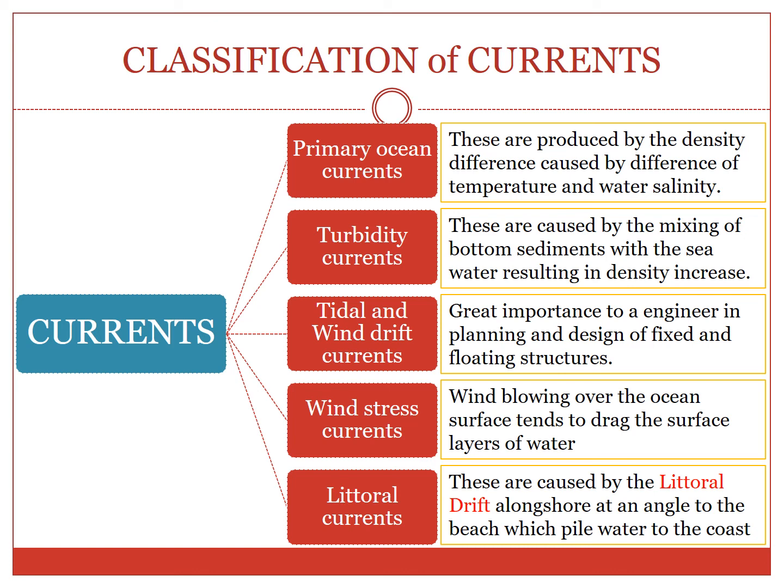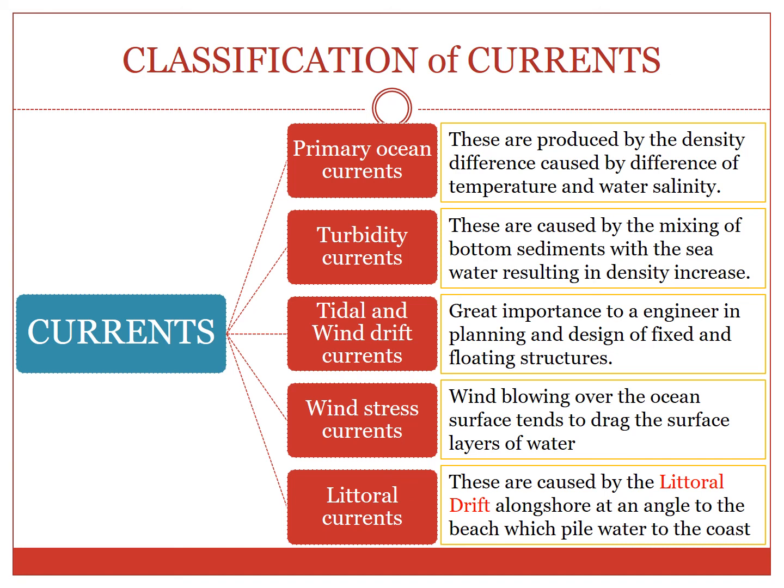Next is the wind and the tidal drift currents. These are of great importance to a structural engineer in planning and design of the fixed and floating structures. These tidal currents are a horizontal flow of water associated with the vertical rise and fall of the tides. Next is the wind stress current. Wind blowing over the ocean surface tends to drag the surface layer of the water along with it through frictional shearing stresses. Winds blowing with higher velocities for a longer period may produce significant surface currents. These are known as wind stress currents.